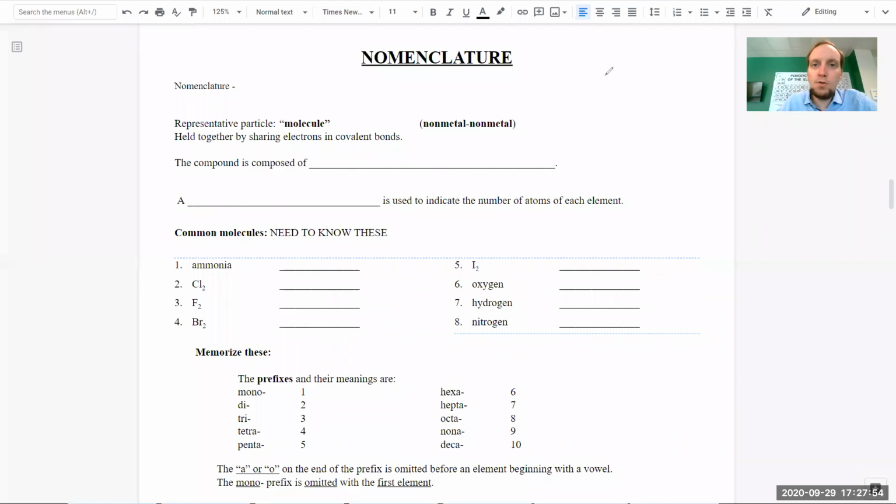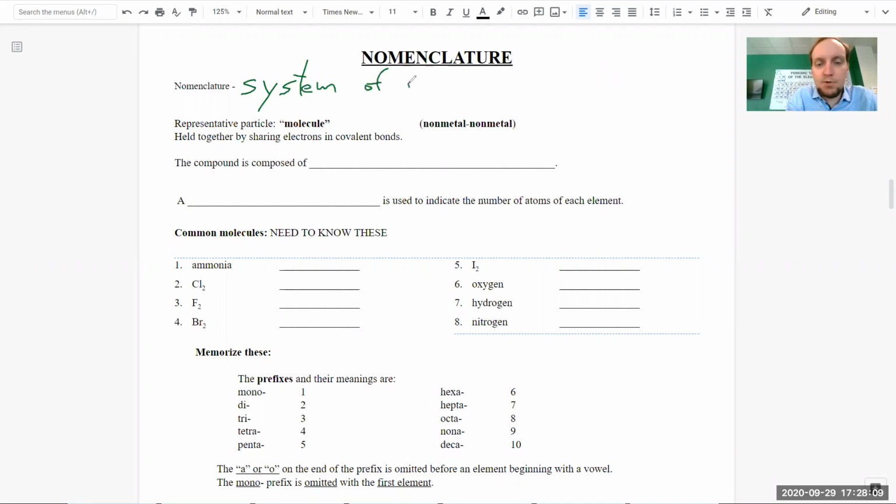Every single molecule and every single compound has a very precise name. And we have a system that we use in order to name these compounds. It's generally called nomenclature, but nomenclature is really just a fancy way of saying a system of naming.